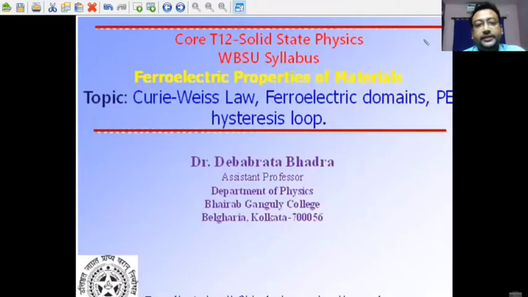So we are discussing the ferroelectric properties of materials, and in the last class we have discussed so far the properties of piezo and pyroelectric crystals. So as a note to this, I just go on the characteristic features of ferroelectric materials. The ferroelectric materials are characterized by a finite electric polarization in absence of an external electric field.